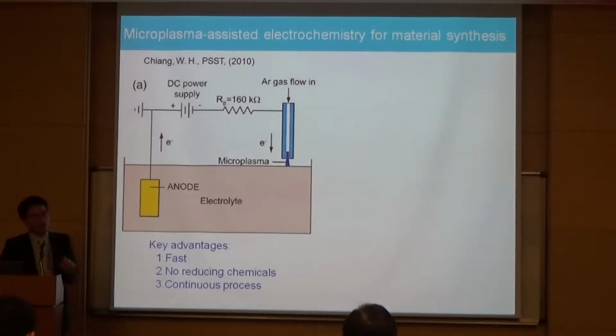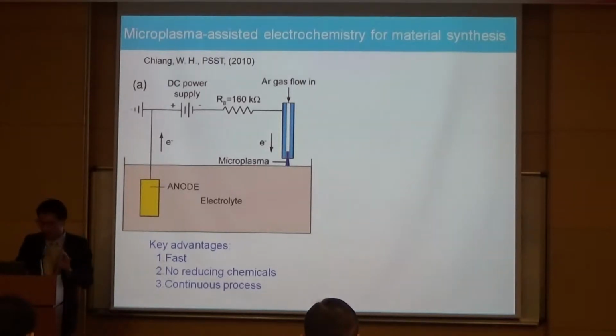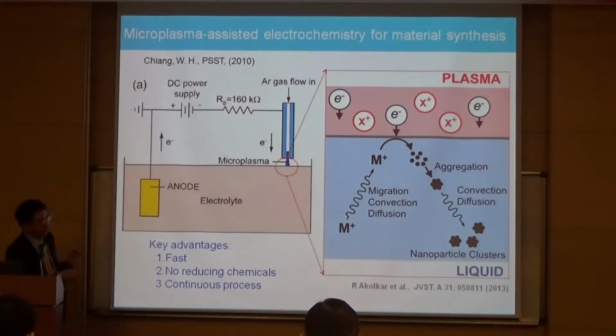So the first idea is that if we have an electrochemical cell like this, we can simply replace the cathode using microplasma. As you can see here, we use a platinum foil as the anode, and the microplasma can provide a lot of electrons. This can be used as a cathode in a conventional electrochemical cell. By this, we can do a redox reaction.